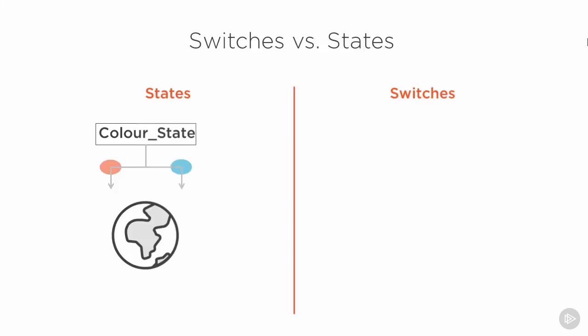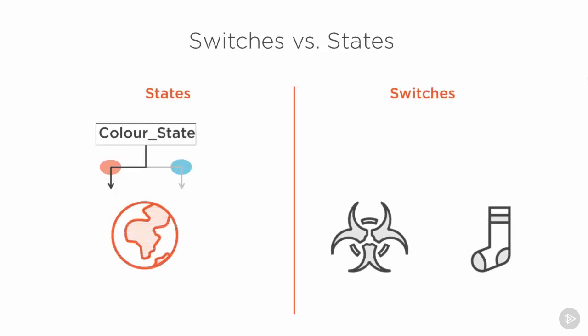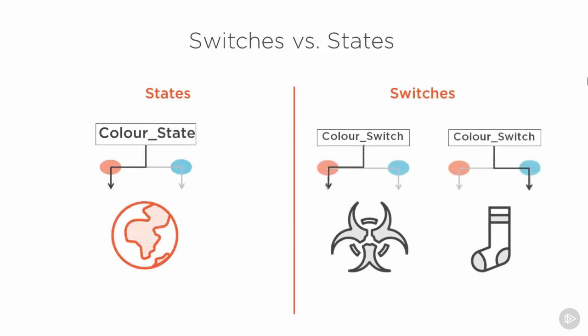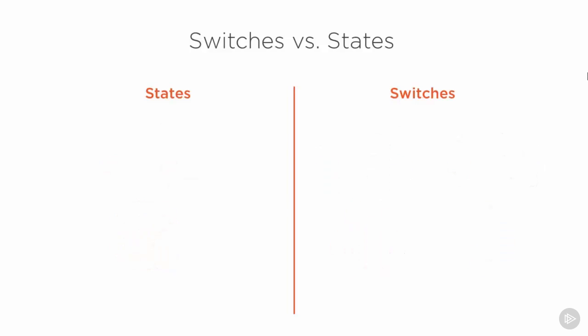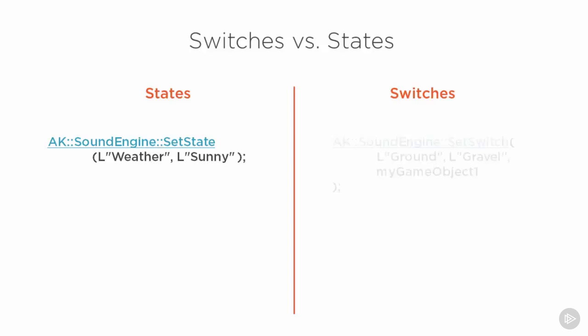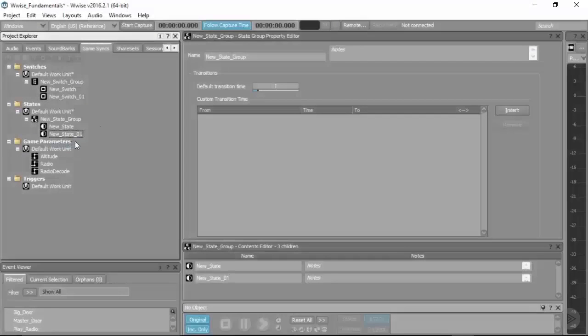States are global. A state is a global system that you are affecting potentially the entire game with. A switch is specific to a game object in the game. This becomes apparent in code because the API call for a state does not require a game object attached to it. As a matter of fact, it cannot accept a game object, whereas the API call for a switch change requires a game object.